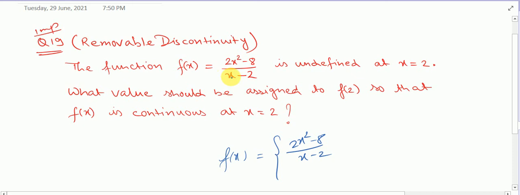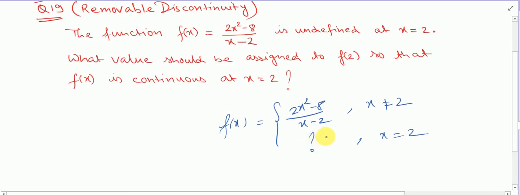You can see that if x is 2, then it is not defined, but if x is not equal to 2, then this is very well defined. So for x equal to 2, what should we put over here so that this function becomes continuous at x equal to 2? The question is that only. If x is 2, then what value should we assign for this function so that this becomes continuous? Okay. So let us see.